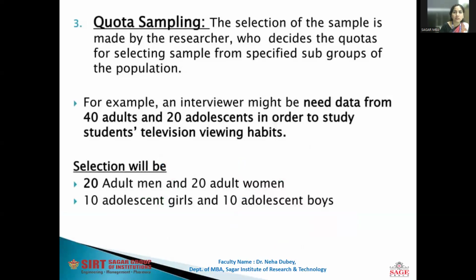Now, quota sampling. The selection of a sample is made by the researcher, who decides the quota for selecting the sample from specified subgroups of the population. For example, an interviewer might need data from 40 adults and 20 adolescents in order to study students' television viewing habits. The selection will be 20 adult men and 20 adult women, so we are dividing on the basis of gender, and 10 adolescent girls and 10 adolescent boys. So we are making a quota on the basis of a certain specific parameter or feature.